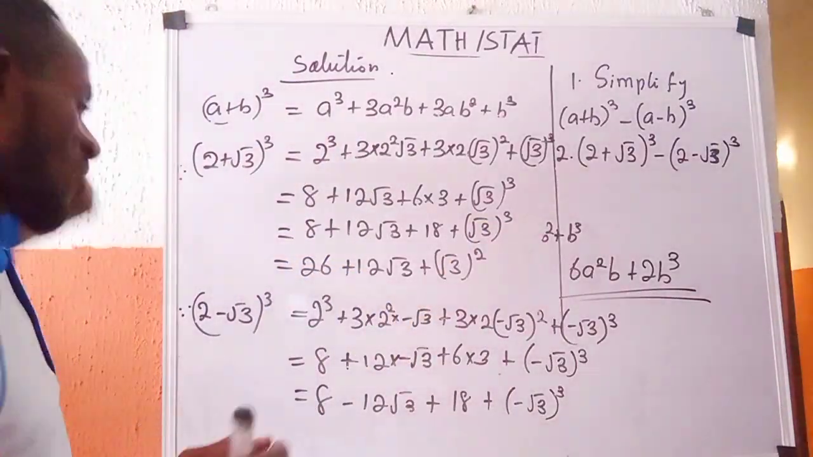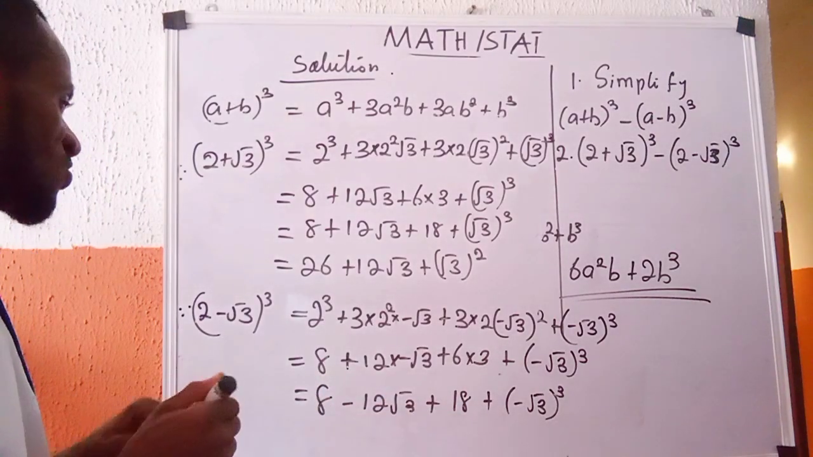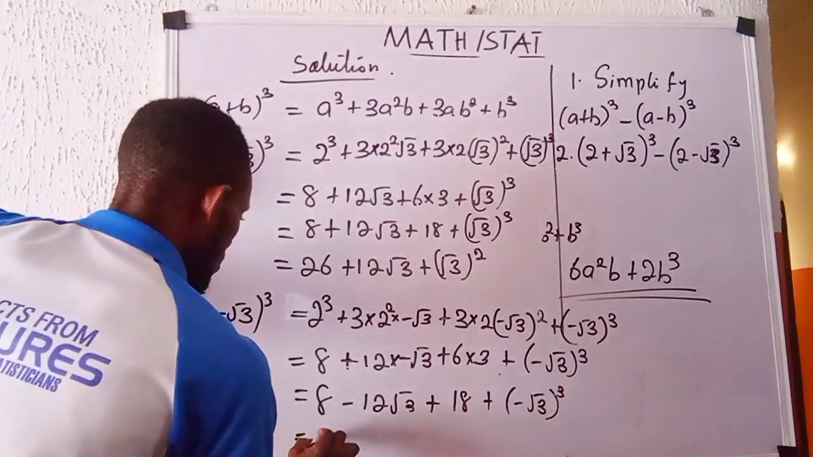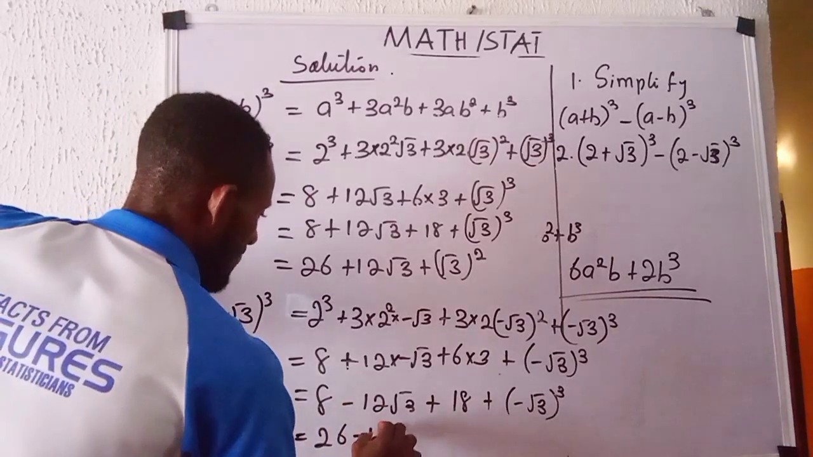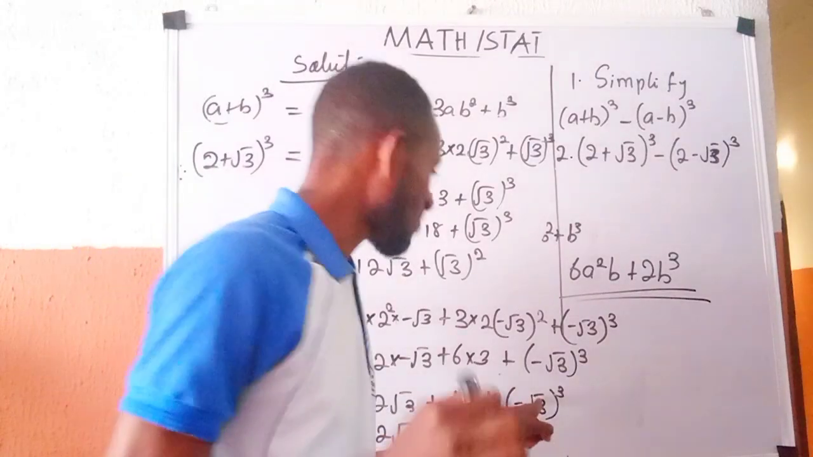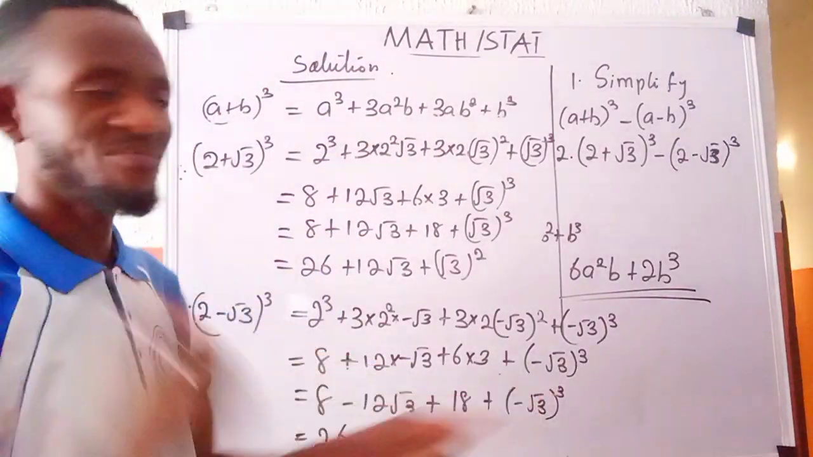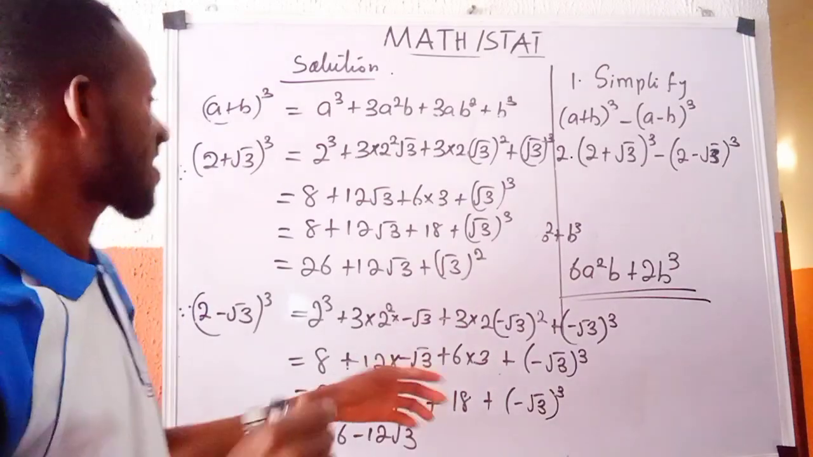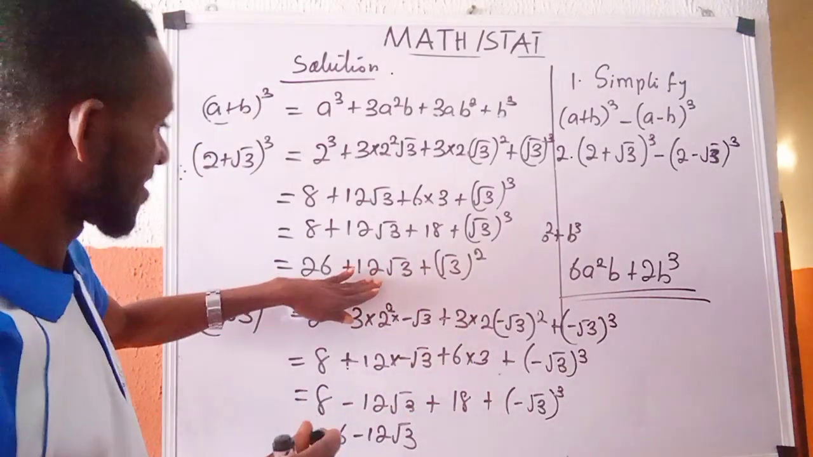So with this, what we are going to do is this. 8 plus 18 will give us 26. So this is going to be 26. Then this is minus 12 root 3. I want us to note something here, very important. Even though we can decide to handle it that way, we have already seen this one.